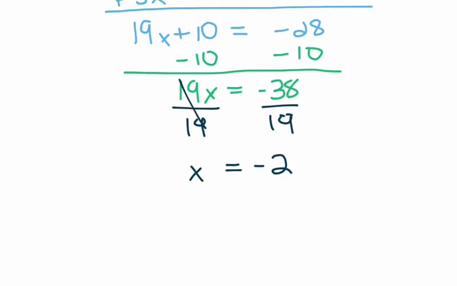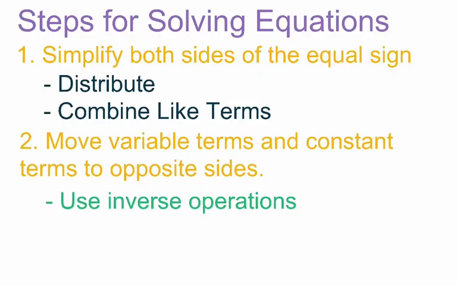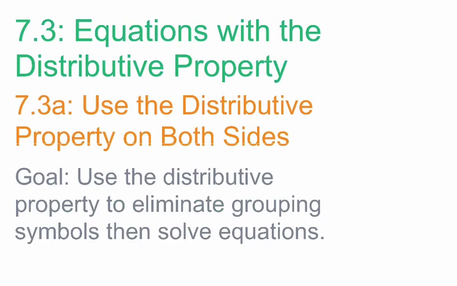What I want you guys to do, make sure that you look back over your notes, write down any parts of the notes where you might have any questions or comments so that we can go over those together as a class. Before I close out the video, I just wanted to show these steps one more time so that we can see again. When we're simplifying, we distribute first, then combine like terms, then use inverse operations in order to move variable terms and constant terms to opposite sides. Now at this point, I hope that you're able to use the distributive property to eliminate grouping symbols, then solve the equation. Any questions, make sure to bring those up in class.